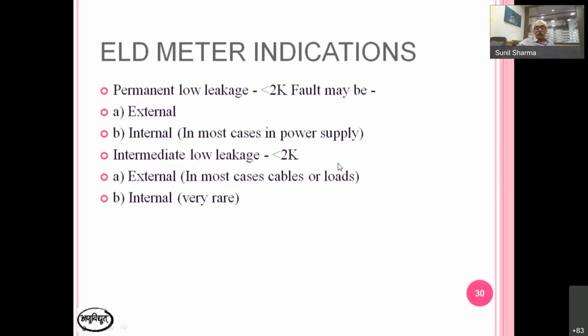Then there is another type of fault, intermediate low leakage.